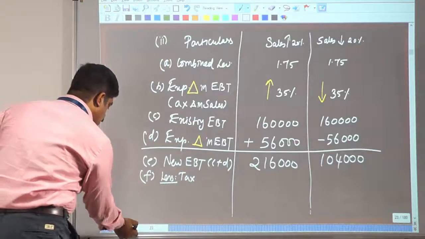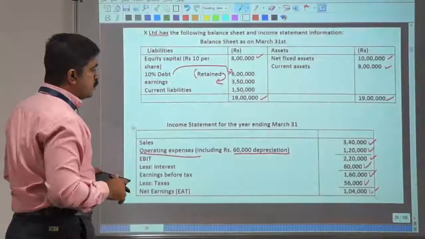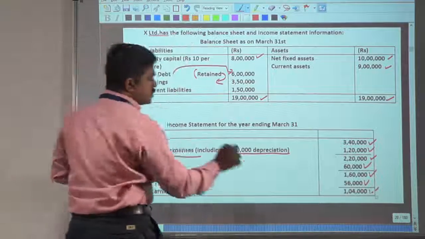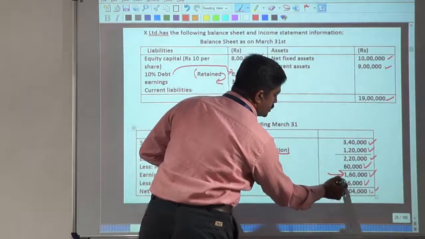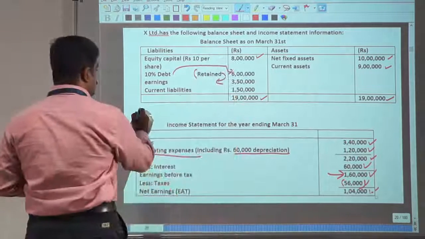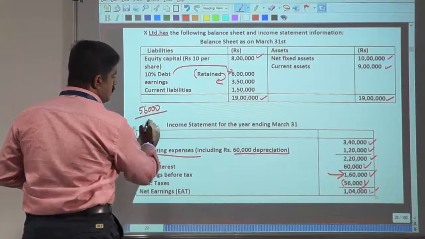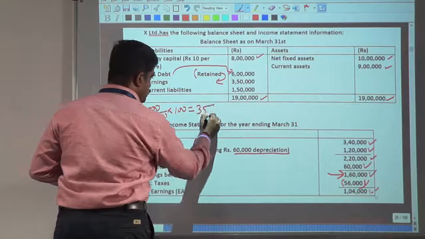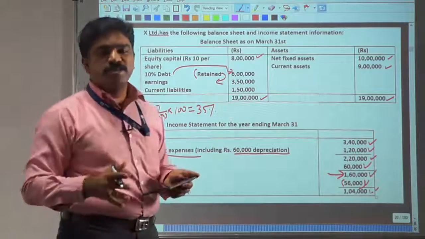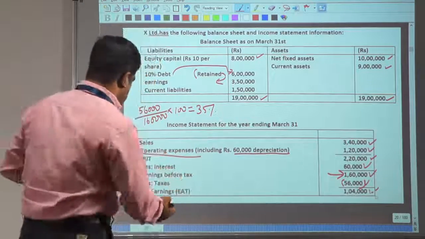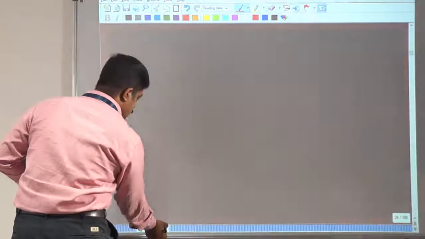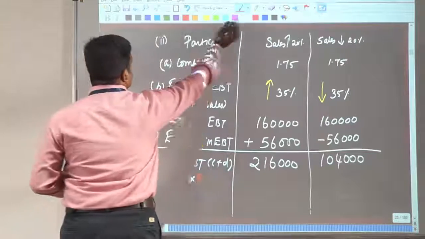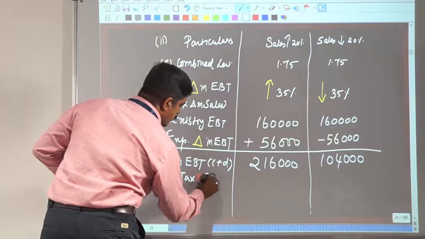Okay, let me show you that. This question does not make a mention of the tax rate. It just says that your earnings before taxes are 1,60,000 and your tax amount is 56,000. So this means 56,000 divided by 1,60,000 into 100. I think this would be 35%. So this tells your tax rate is 35%. Okay. So let's come back. My tax rate is going to be 35%.